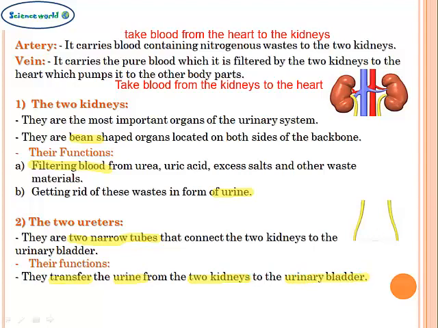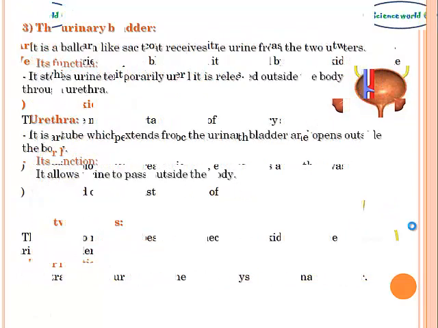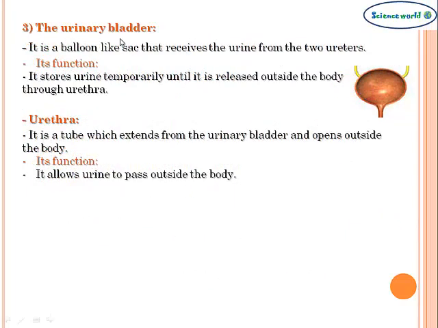It's time to know more about the urinary bladder. The urinary bladder, it is a balloon-like sac that receives the urine from the two ureters. Its function, it stores urine temporarily until it is released outside the body through urethra.